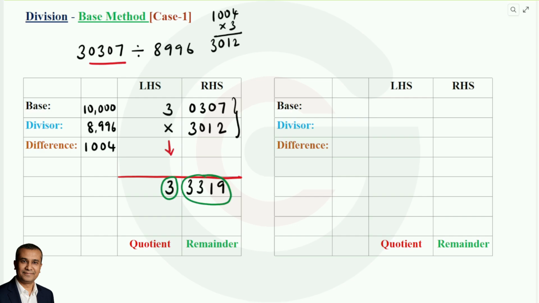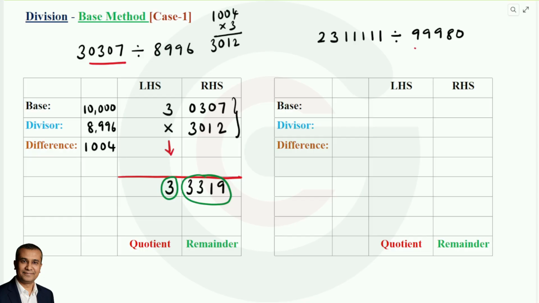Let's take another example now. 2311111 divided by 99980. Now pause the video, apply the technique and find the quotient and remainder on your own. Start. Done? Okay, let's check the answer.